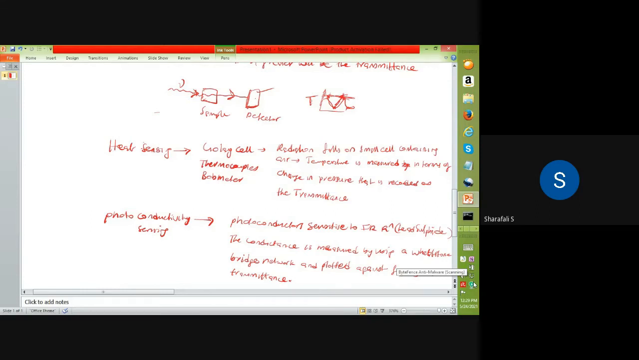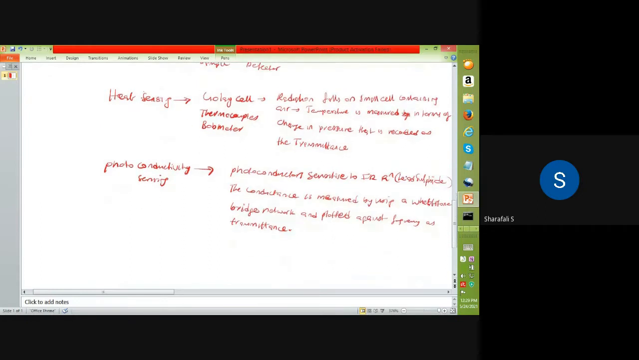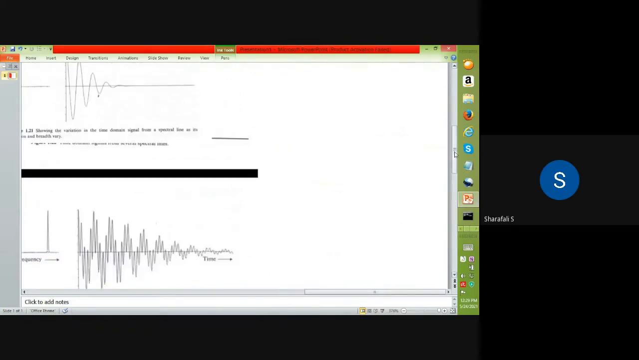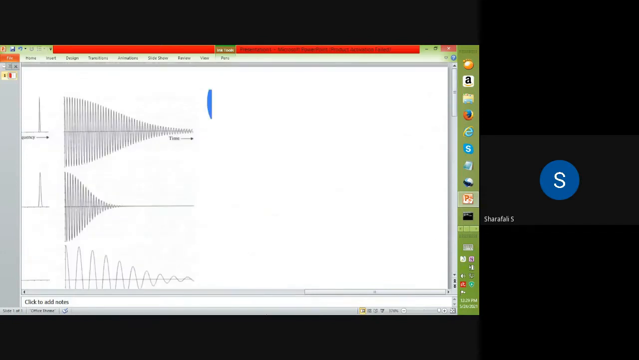FTIR spectrometer that we will discuss in the next class. But before that, we will go through some important mechanisms or important processes in FTIR spectrum that we will discuss now. Quickly, we can review that.